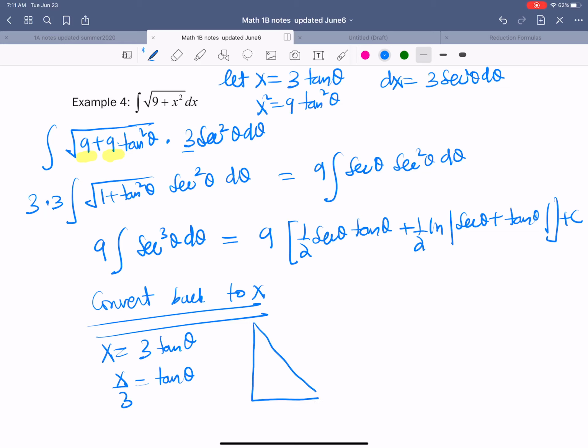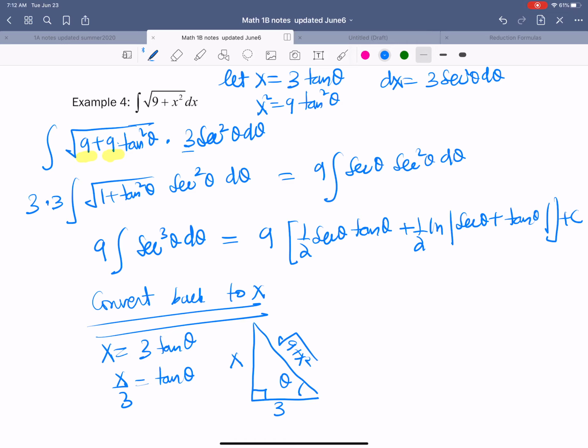Go ahead and draw your triangle. Tangent is opposite over adjacent. Opposite is x, adjacent is 3. My hypotenuse will be the square root of 9 plus x squared. Okay, so opposite over adjacent, and we found the hypotenuse.